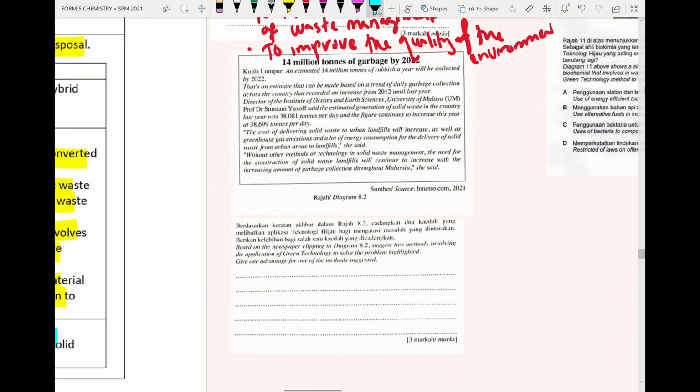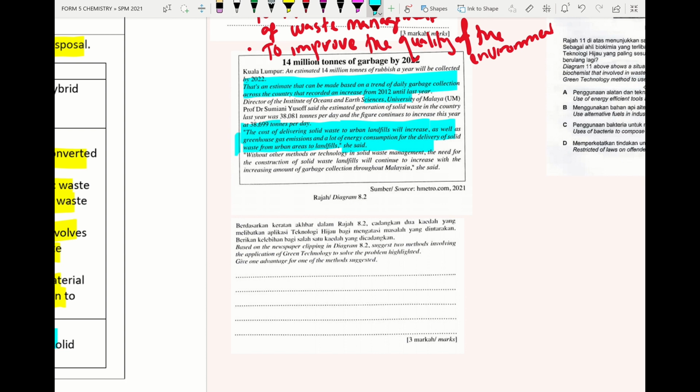All right, please read the newspaper clipping given. That is an estimate that can be made based on the trend of daily garbage collection across the country. The recorded increase is from 2012 until last year. All right, so the cost of delivering waste to the urban landfill increases, as well as the greenhouse gas emission and a lot of energy consumption for the delivery of solid waste from the urban area to the landfill.